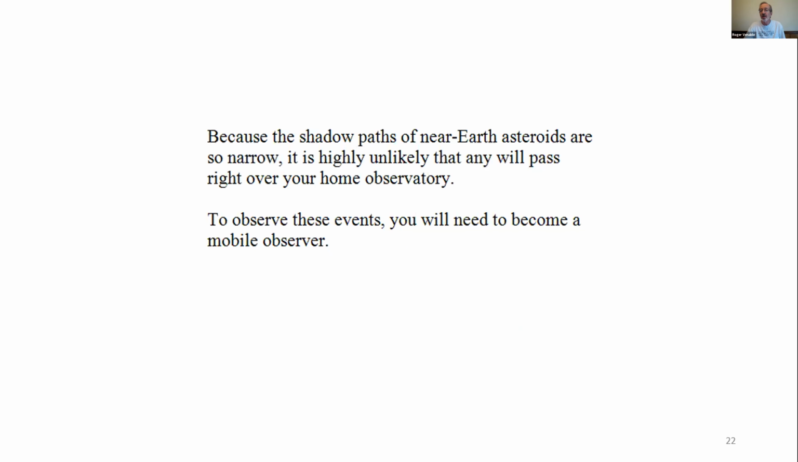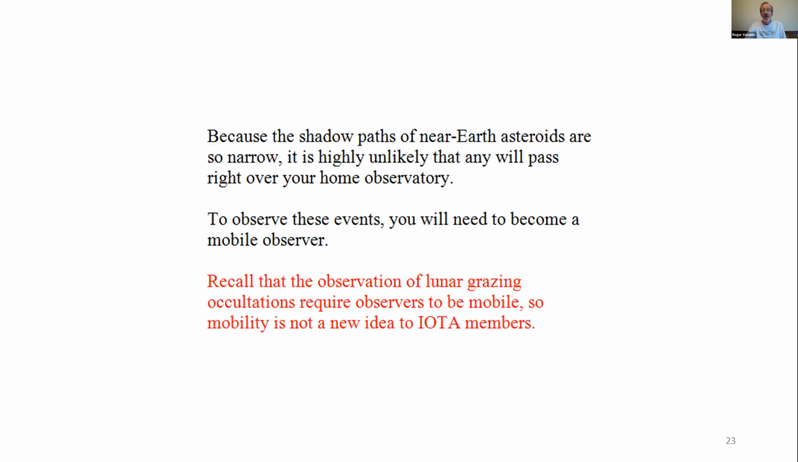Because the shadow paths of near-Earth asteroids are so narrow, it is highly unlikely that any will pass over your home observatory. To observe these events, you will need to become a mobile observer. Recall that the observation of lunar grazing occultations requires observers to be mobile, so mobility is not a new idea to IOTA members.